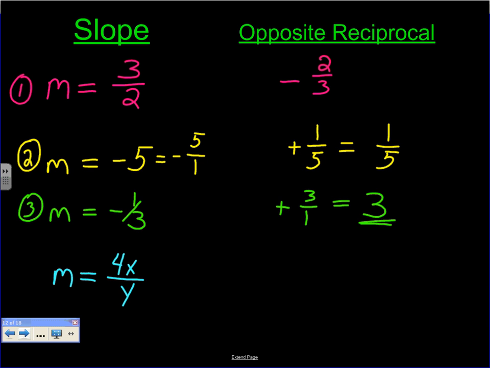Now we do have some variables in this last one, in number 4. We have some variables, but it still works the same as what you've been doing with the first 3 examples. We have a positive 4x/y, so first step, it becomes opposite of positive, a negative, and then we flip that fraction, y/4x. Now, we know that x cannot equal 0, because 4 times 0 on the bottom of that fraction would give you 0, and that's not allowed.